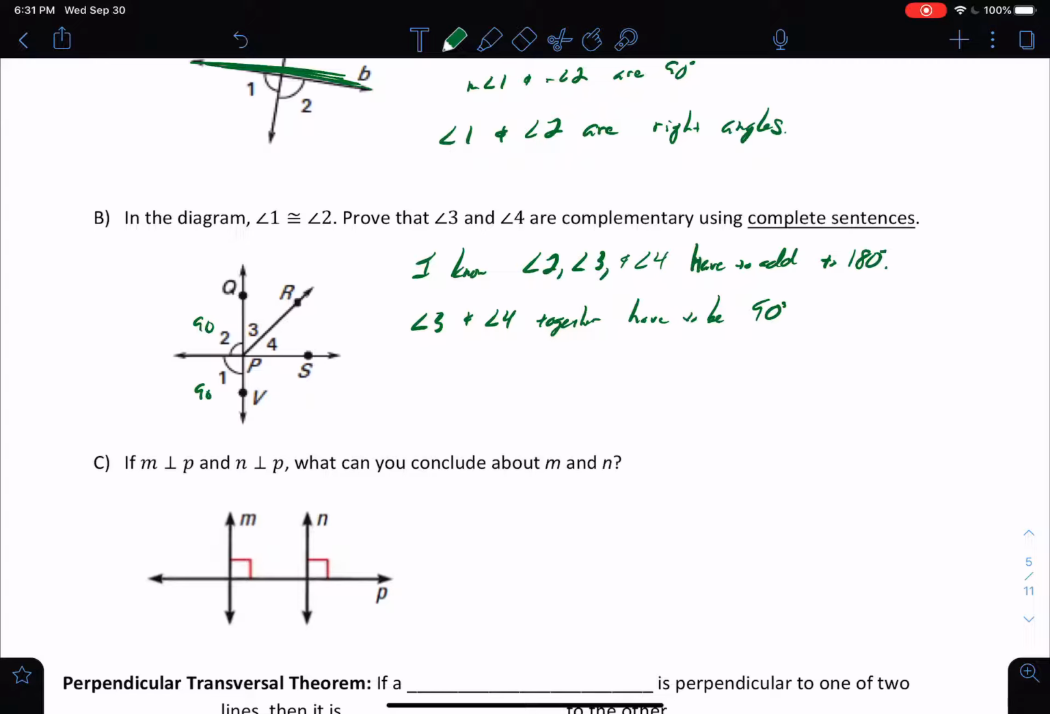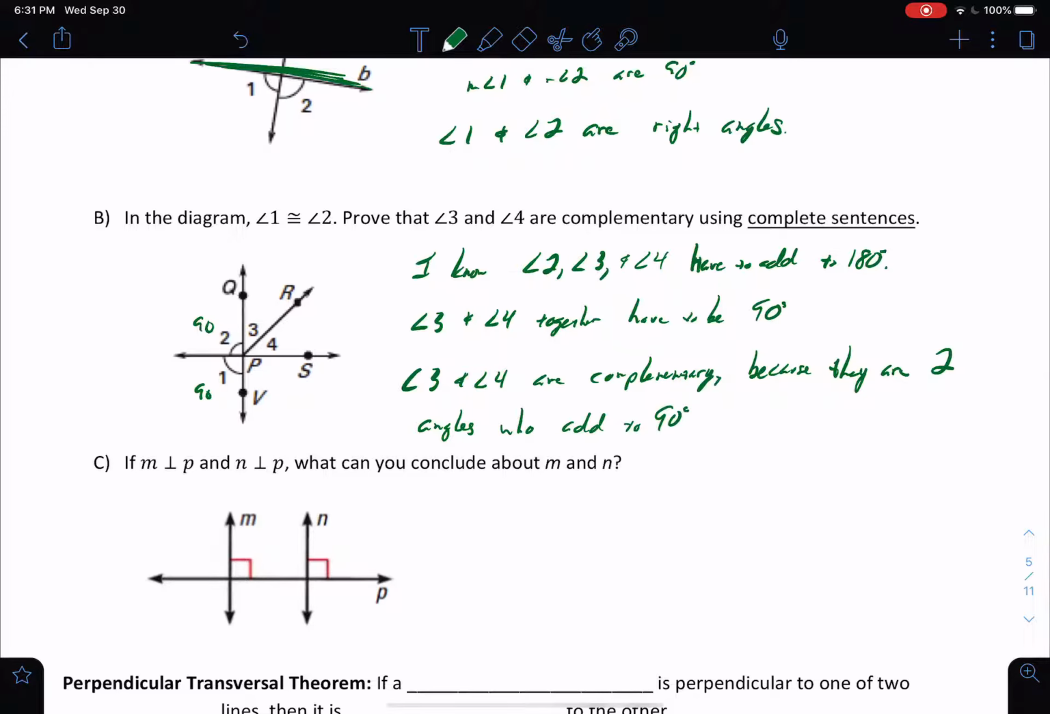Therefore, since angle 3 and angle 4 together have to be 90 degrees, angle 3 and angle 4 are complementary because they are two angles that add to 90 degrees. So angle 3 and angle 4 are complementary because they are two angles who add to 90 degrees. And that's the definition of complementary from last unit.